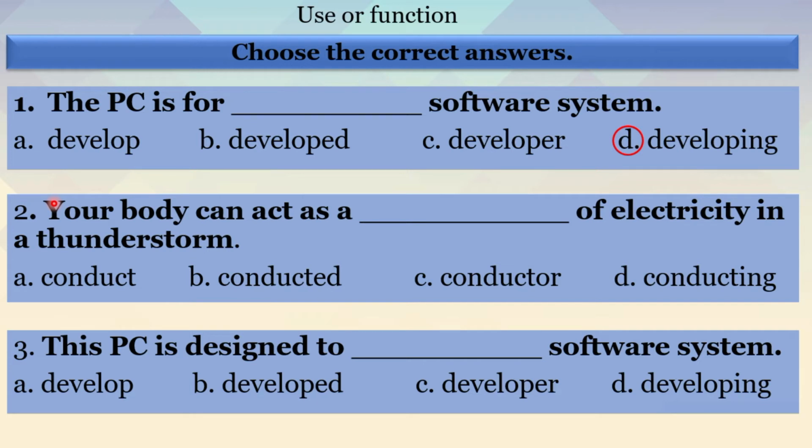Number 2, your body can act as a space of electricity in a thunderstorm. Act as. So our answer is C. And the last one, this PC is designed to space software system. So this structure, to plus base form of the verb, and that is develop. Very good. Moving on to our next objective.